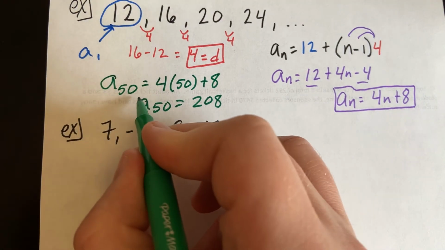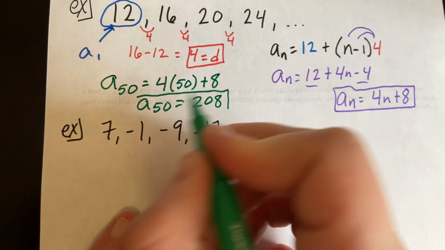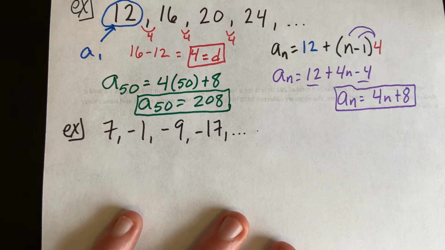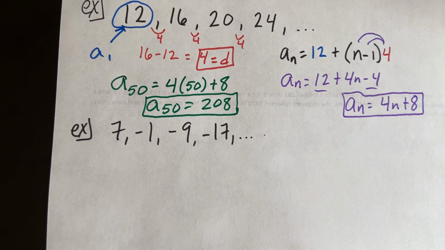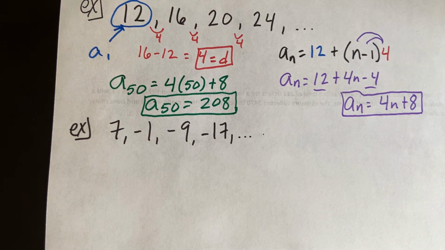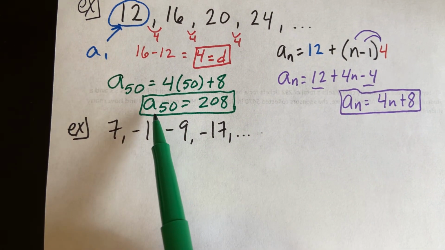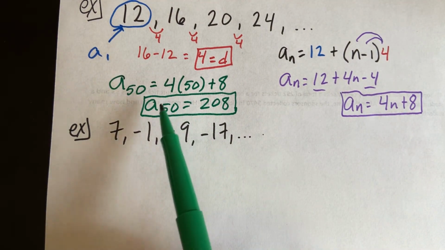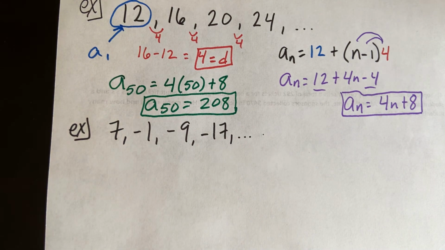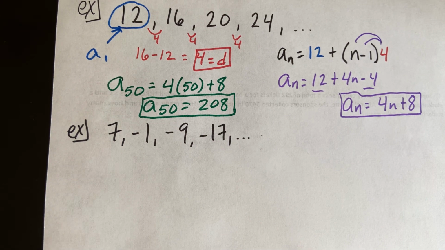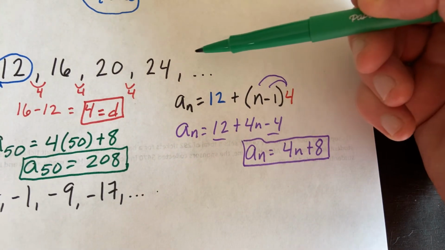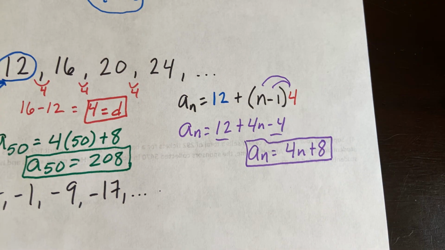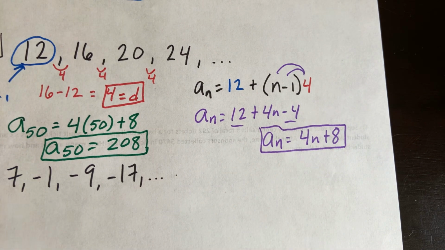Okay, so this was the whole goal of this: being able to write an explicit equation to see what's going on in future terms of a sequence. So A sub 50 equals 208 means that during this sequence A, we're just going to call all sequences A, the 50th term is 208. And if we were to drag this sequence out all the way to term 50, you would see that we would run into the number 208.